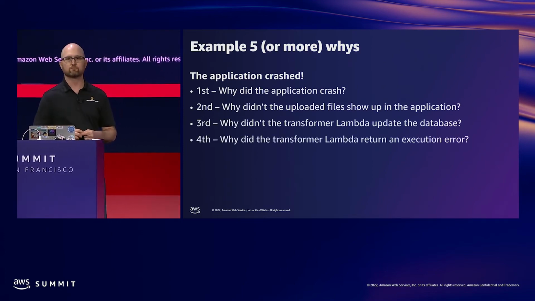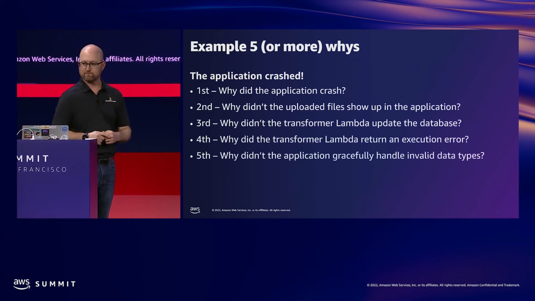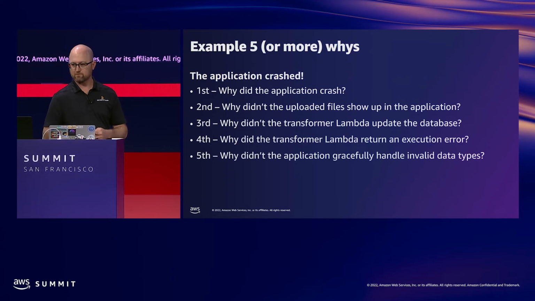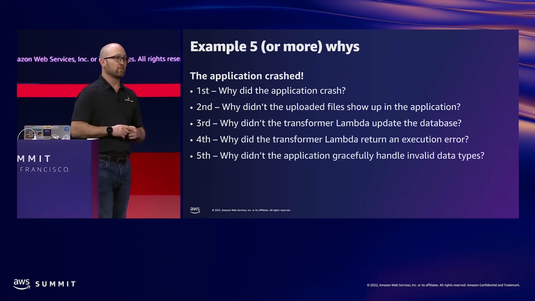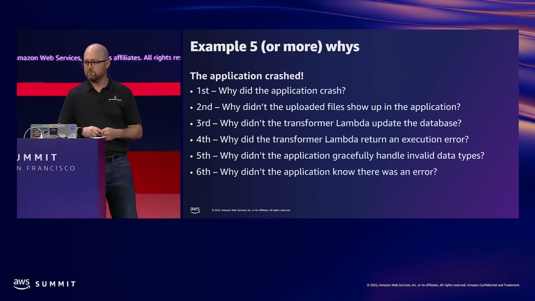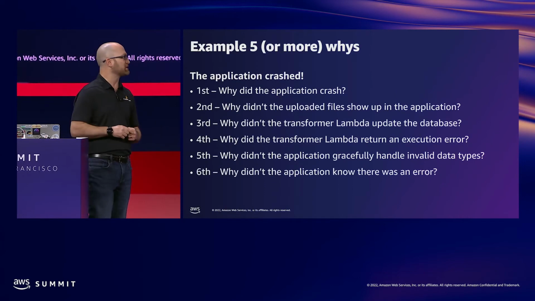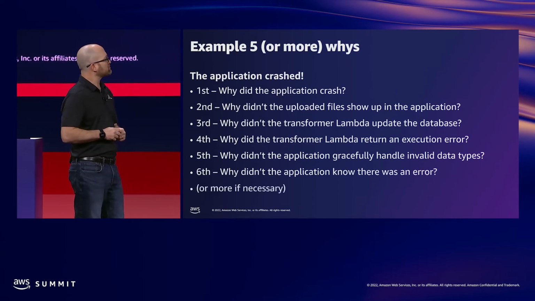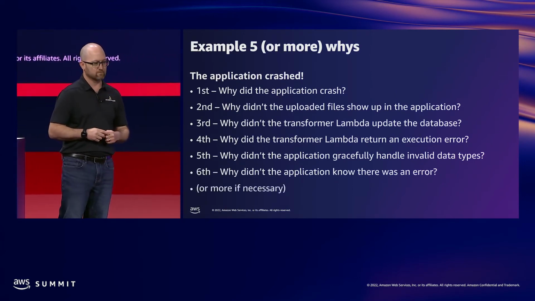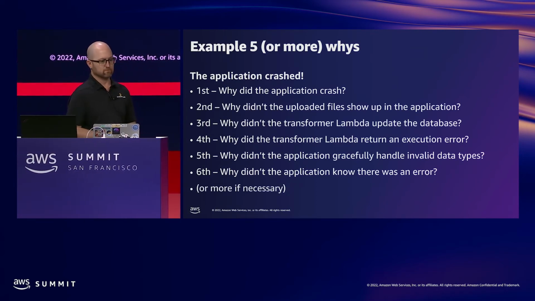Why did the transformer lambda return an execution error? There was an invalid data type. And why didn't the application gracefully handle invalid data types? Well, the application didn't even know there was an error. Why didn't the application know there was an error? There were no metrics to capture the transformer lambda execution errors. Now, for our example, 6 questions were enough, but you can keep asking and asking until you find the actual root cause.